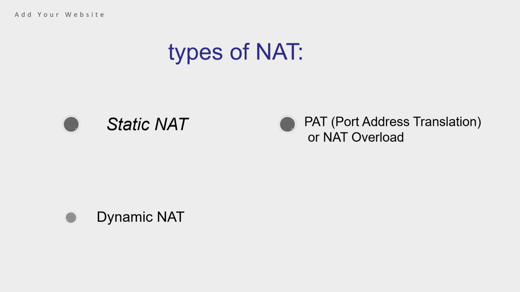NAT has different types. You have static NAT, dynamic NAT, and PAT, which is also called overload NAT. Static NAT is when you have one private IP address and one public IP address. So it's one to one translation.